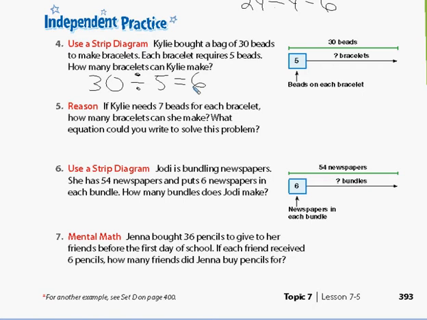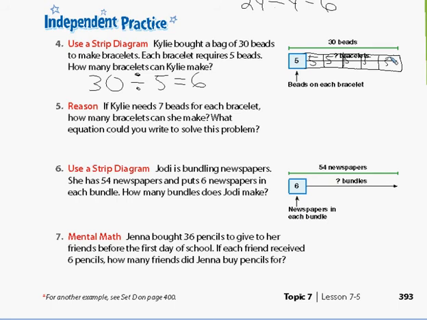We'll go ahead and draw a strip diagram to represent that. The 5 right there represents how many beads it takes to make each bracelet. We know it takes 6. She's going to be able to make 6 bracelets. So that's going to be our strip diagram right there. Each one's going to represent 5.